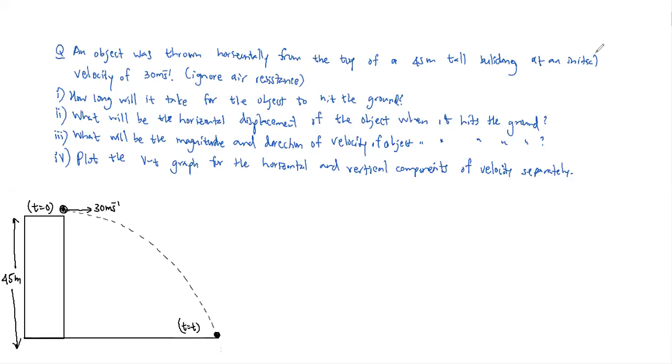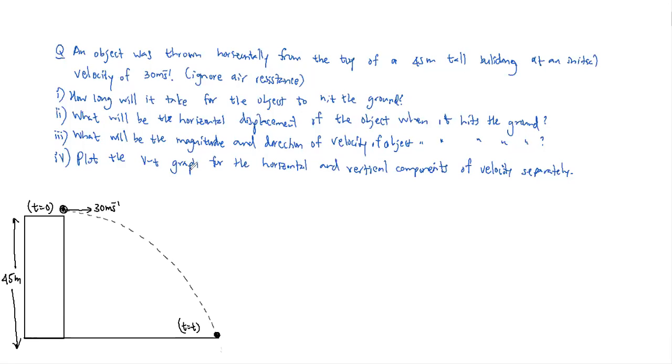All right. So this is the question. An object is thrown horizontally from the top of a 45-meter building, and the initial velocity of the object is 30 meters per second. Right. So we all know when we throw an object like that, it'll eventually take a path like this, a parabolic path.